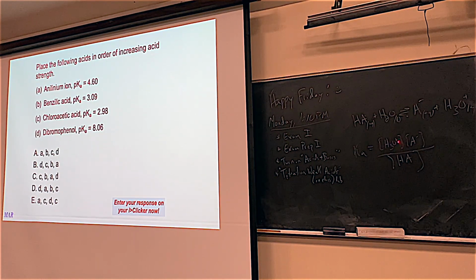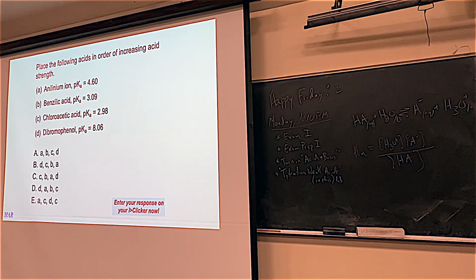Now, if H3O plus gets bigger, does that make your Ka number get bigger or smaller? Bigger. You bet. That's right. They're right across from each other. So as hydronium gets bigger, your Ka gets bigger.